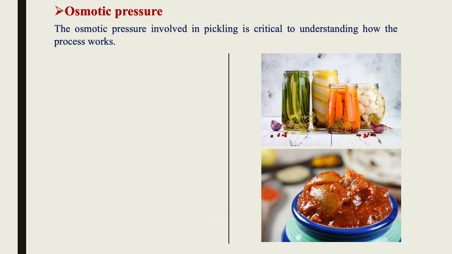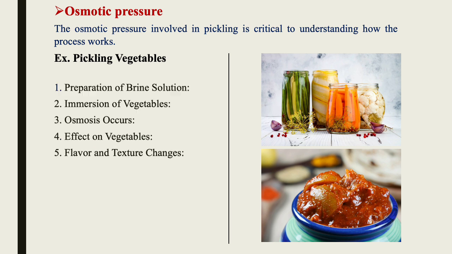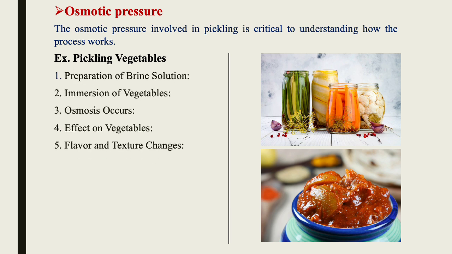So how does this osmotic pressure work? The osmotic pressure involved in pickling is critical to understanding how the process works. Osmotic pressure plays the main, critical role in pickling. Pickling of vegetables is the best example of osmotic pressure. So how does the process work? First we have to prepare the brine solution.